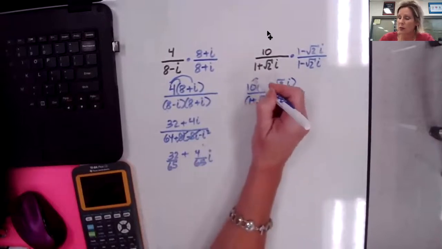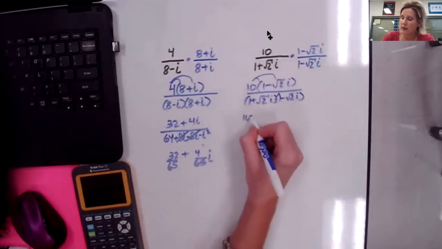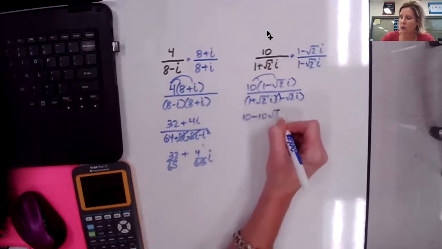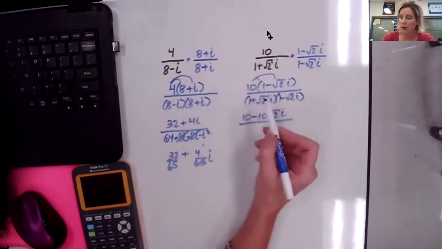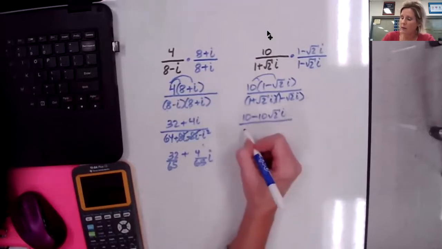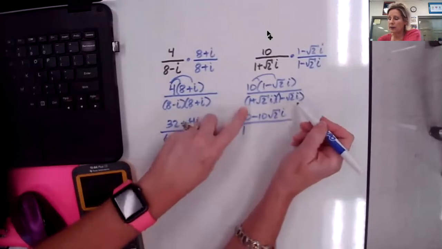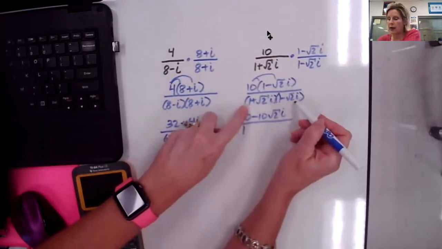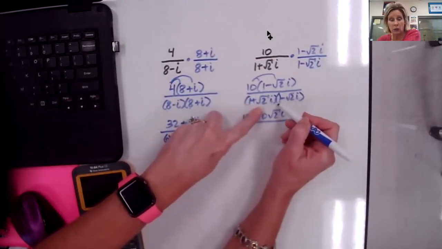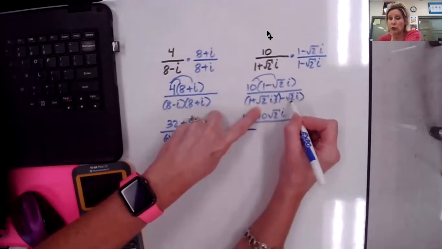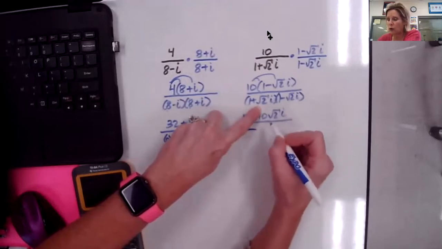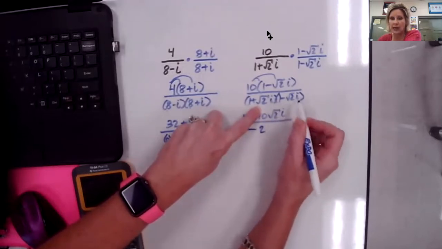So when I distribute here, I get 10 minus 10 square root 2i. On the bottom, I have 1. First is 1. Outer is going to be negative square root 2i. Inner is going to be positive square root 2i, so those cancel. Last is going to be negative. Root 2 times root 2 is root 4, which is 2. i times i is i squared.